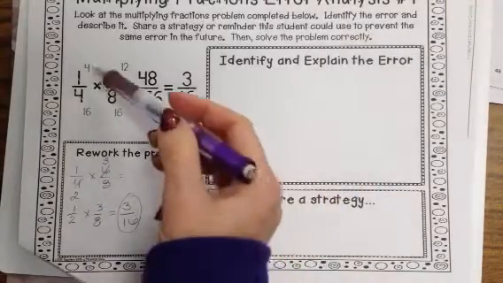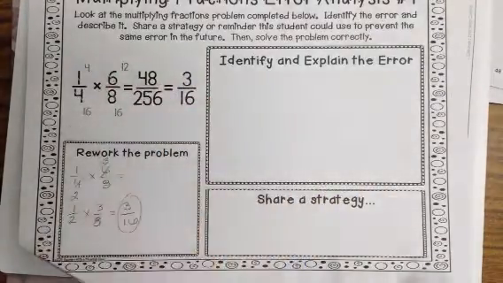But what they did is they made these numbers bigger and they found common denominators like you do when you're adding or subtracting fractions. And we don't need to do that when we multiply. We actually want to make our problem smaller.